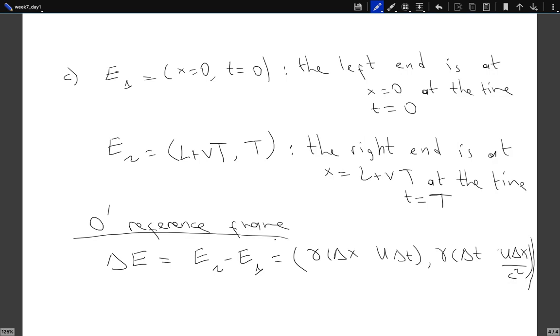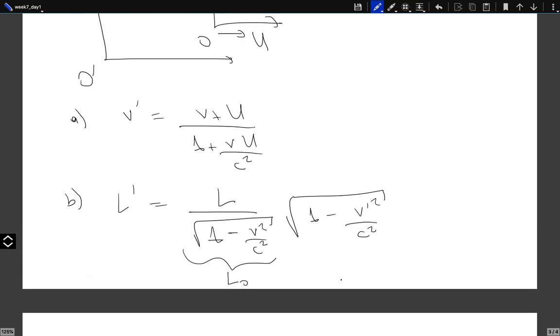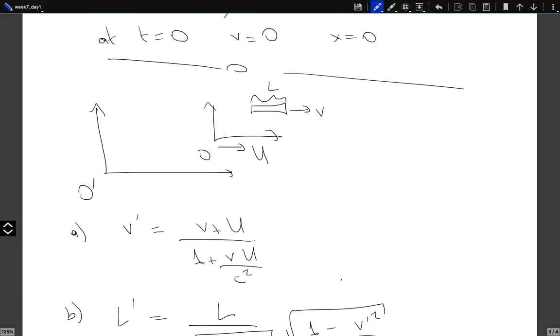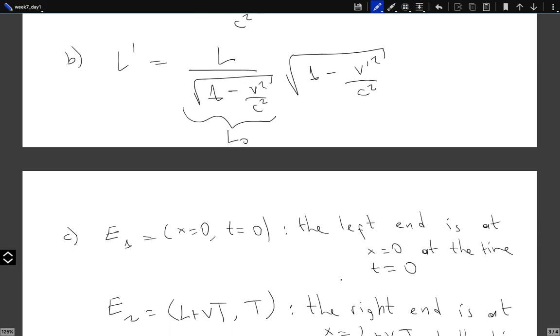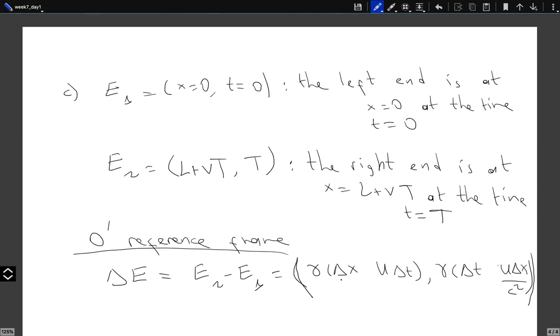Was O prime the outer or inner? You see, O prime is this one. In the Lorentz transformation, delta x is the separation of the position of those two events in the other reference frame. Here we should have plus the speed of the other reference frame relative to us. Well, the speed of the other reference frame is plus u.